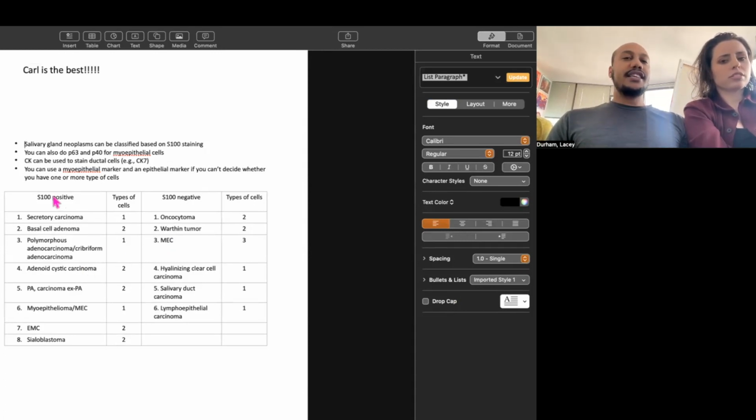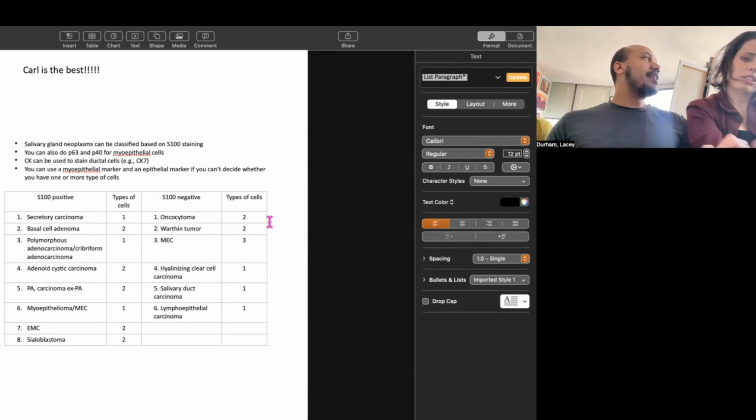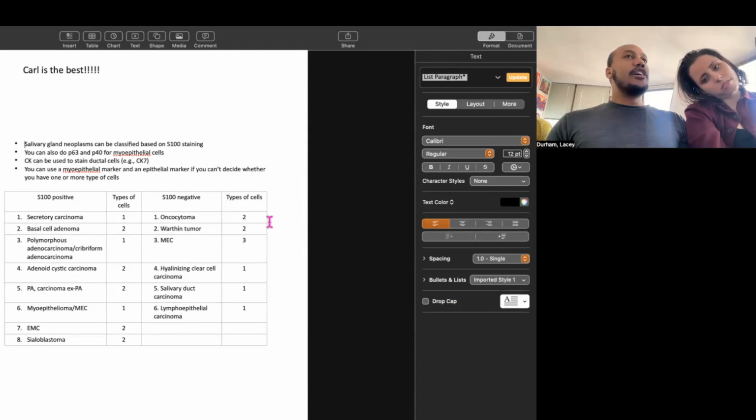But for this exercise, S100 positive or negative? That's the first question. The second question, do we have just epithelial component, just myoepithelial component, or a combination of epithelial and myoepithelial component? For example, myoepithelioma is composed predominantly or almost entirely of myoepithelial cells. Okay, so that would be a 1-cell type lesion. Yes. On the other hand, in pleomorphic adenoma, you have epithelial cells that form ducts, and you have myoepithelial cells. So you have two populations of cells.